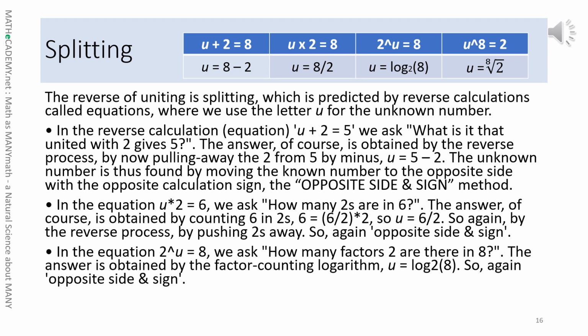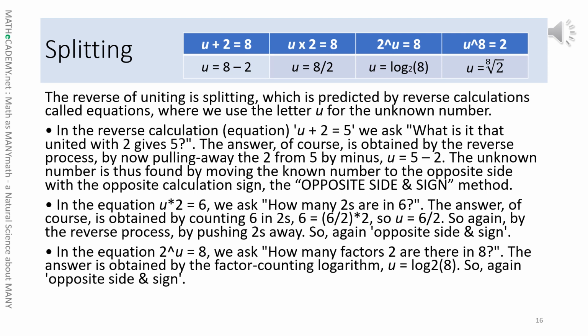In the equation u times 2 is 6, we ask how many 2's are in 6. The answer, of course, is obtained by counting 6 in 2's: 6 equals 6 over 2, times 2, so u is 6 over 2. So again, by the reverse process, by pushing away 2's. So, again, opposite side and sign.